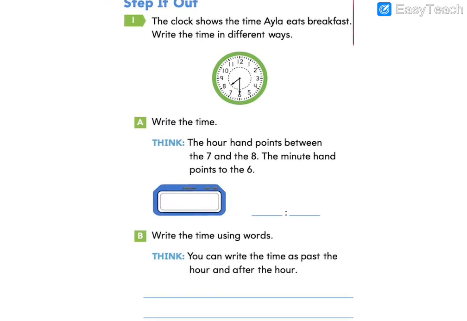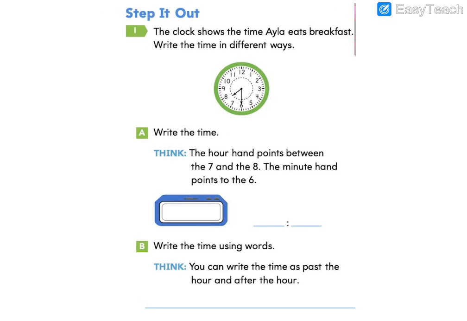So let's look at this clock. The clock shows the time Ayla eats breakfast. Write the time in different ways. So let's look. Write the time digitally. The hour hand points between the 7 and 8, and the minute hand points to 6. I know if the minute hand points to 6, that means it's halfway to the next hour, or 30 minutes.